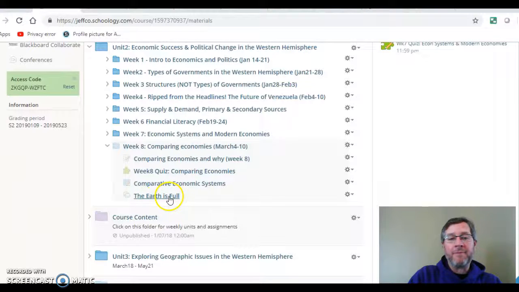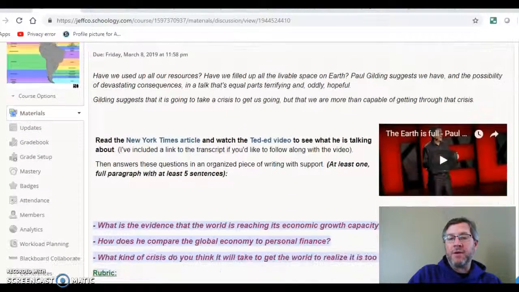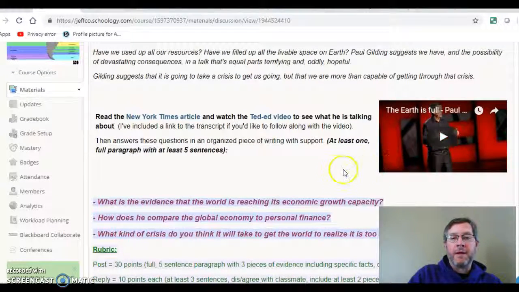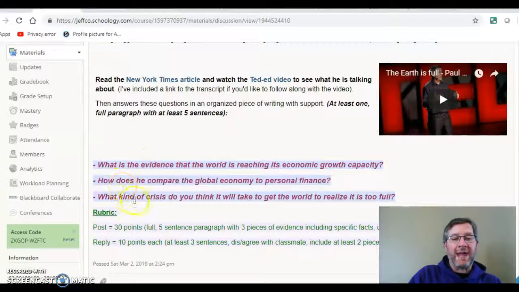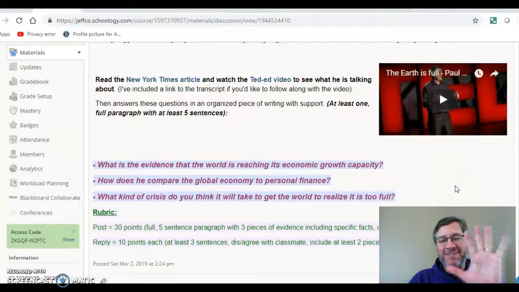And then we also have a discussion board called The Earth is Full, and go through that information there. With the comparative economic system, you're going to fill out this chart of information on the 3 countries, turn that in here, and then do the discussion board. Remember with the discussion board, I'll open it up here for you. Discussion board, you'll be watching this video by this guy, Paul Gilding, and your post, you're going to answer these 3 questions. So answer all 3 of the questions in a full paragraph, a full at least 5-sentence paragraph.